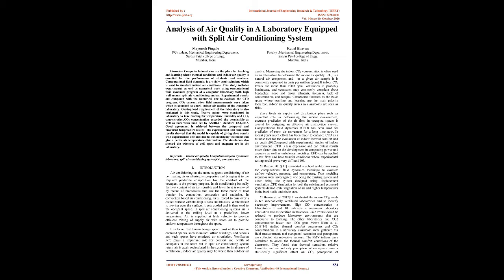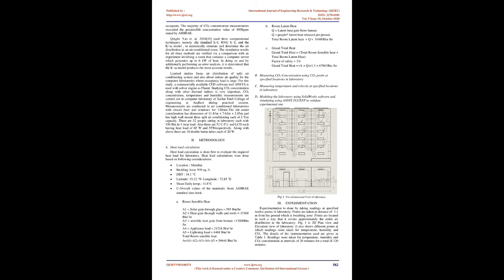throughout the space. It is found that human beings spend most of their time in enclosed spaces, such as houses, office buildings, and schools, and such spaces have restricted air circulation. Ventilation here plays an important role for comfort and health of occupants in the room, but in split air conditioning system, return air is again recirculated in the system. So in absence of ventilation, indoor air quality may be worse than outdoor air quality.